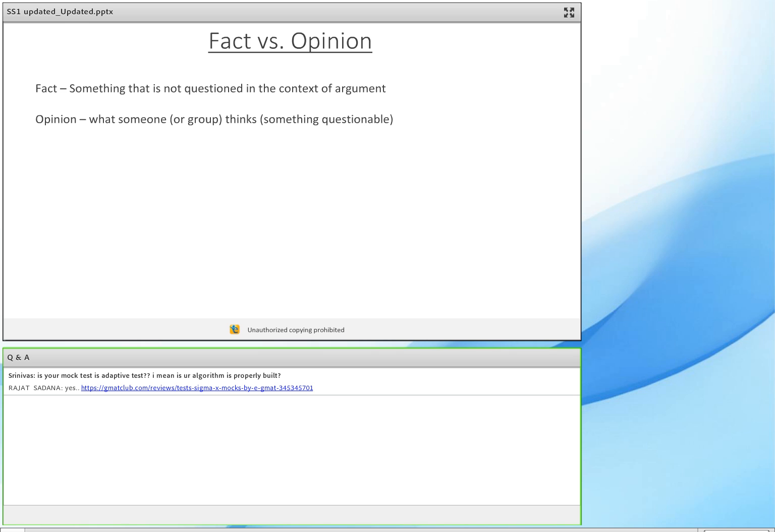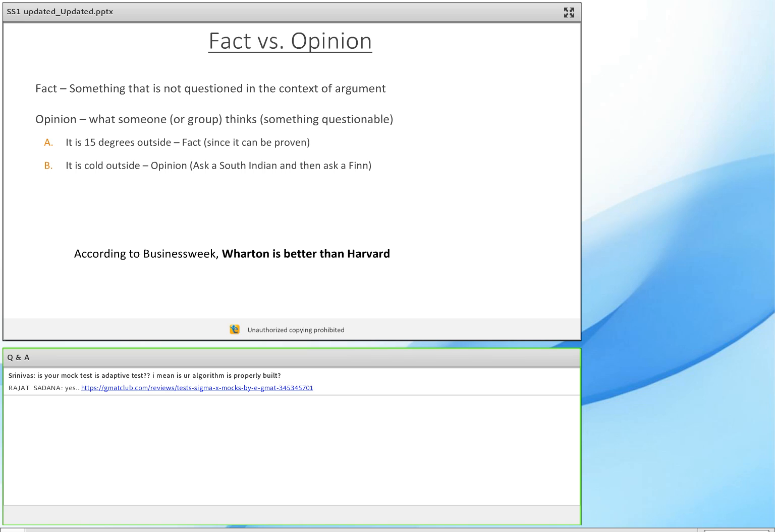And let's understand the difference in a common sense kind of way. When someone says it's 15 degrees outside, it's a factual piece of information. Why? It's a data point. 15 is an absolute value, and you don't really question that. Even though in your day-to-day conversation, when someone tells you this is what it is, you may question that, but on the GMAT, you don't. But if you say it's cold outside, in general, it is an opinion. Why? Because 2 different people may have 2 different interpretations of what is cold.